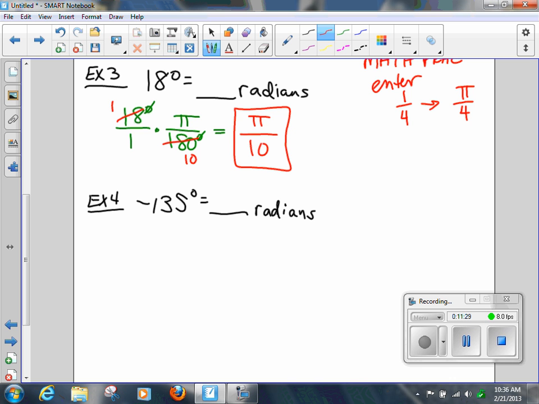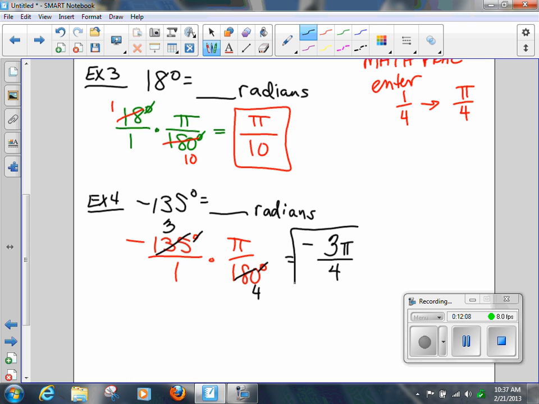What about negative 135? It's just negative 135 over 1. You're right. Conversion factor doesn't change, right? Still pi over 180. And you may not know that 45 is the largest number that goes into both of these. But if you math frac, 45 goes in 135 3 times, and into 180 4 times, cross out, cross out. What do I end up with? Be careful here. Negative 3 pi over 4.